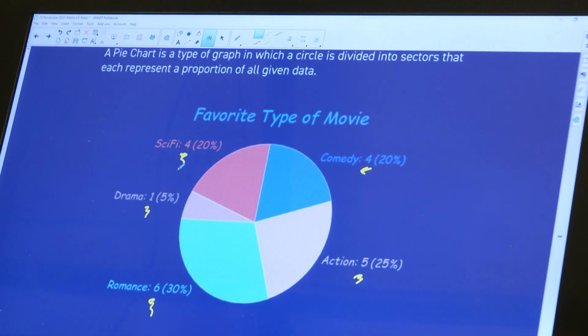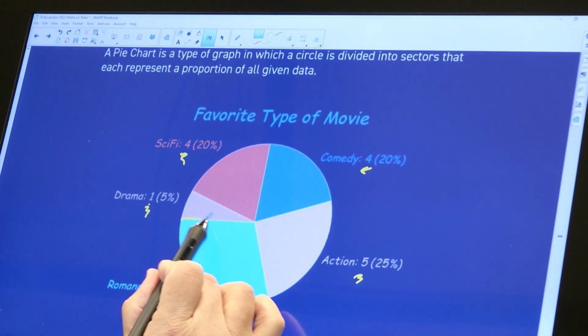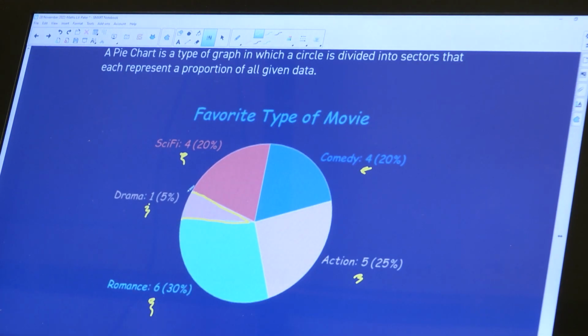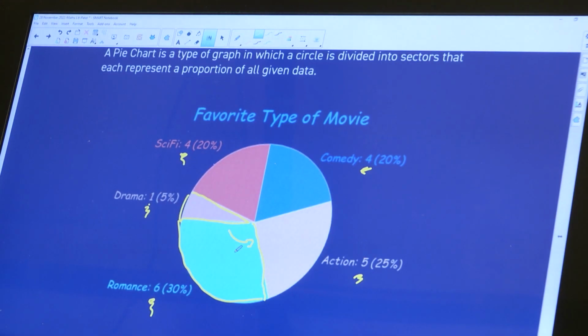Of that, you can see drama is only one person. Look how small that little sector is. But 6 people said they like romance, and look how big that sector is. And these sectors are given in degrees.